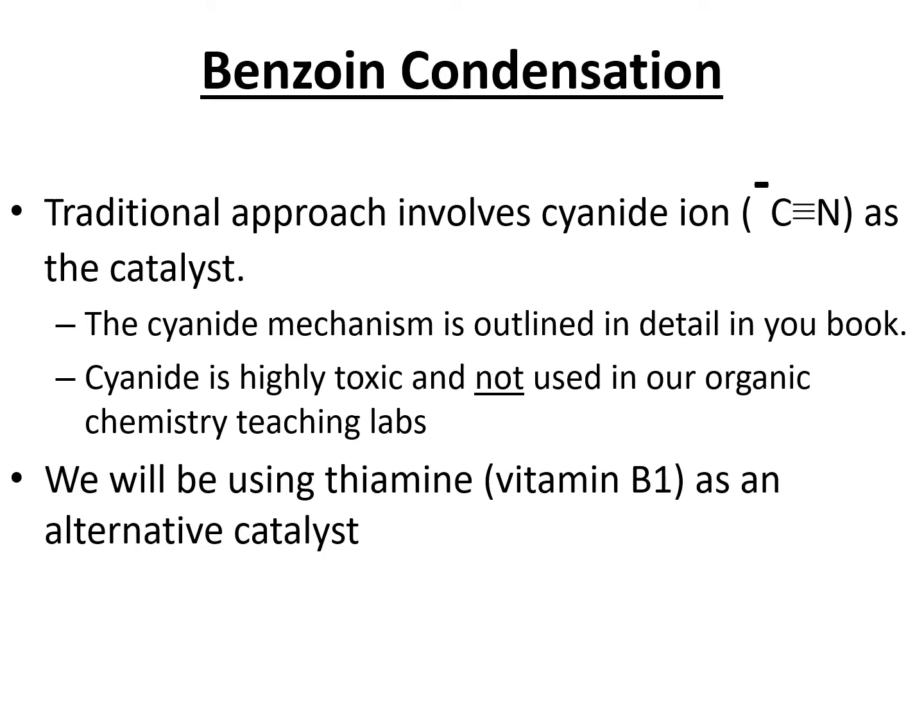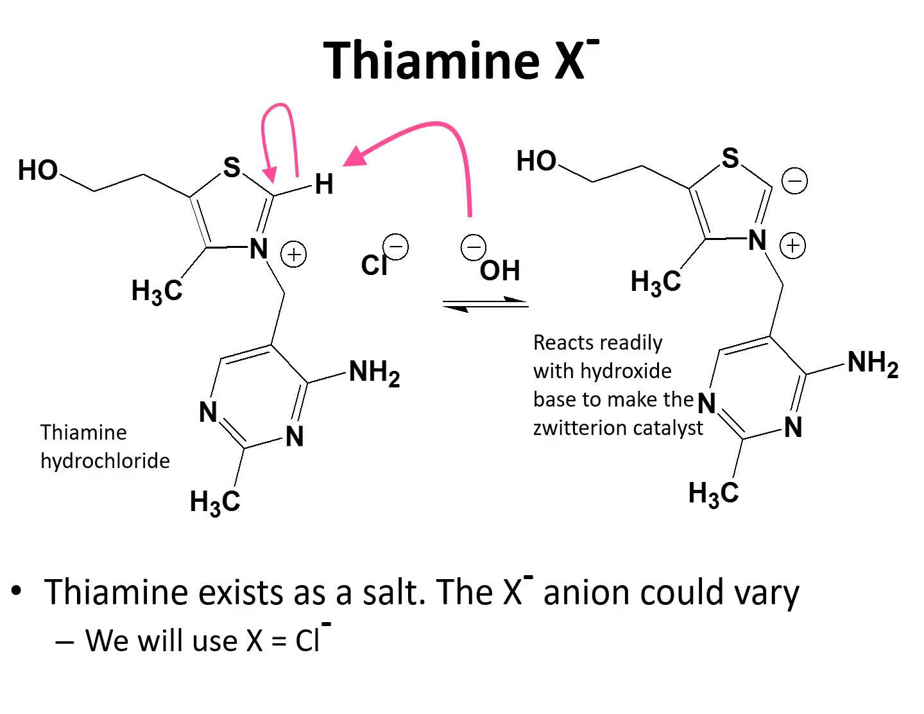Traditional approaches involve the cyanide ion as a catalyst. The cyanide mechanism is outlined in detail in your book. Yet, cyanide is highly toxic and not used in our organic chemistry teaching labs. We will be using something that's more natural, the thiamine hydrochloride or vitamin B1, as an alternative catalyst. This is the reaction mechanism.